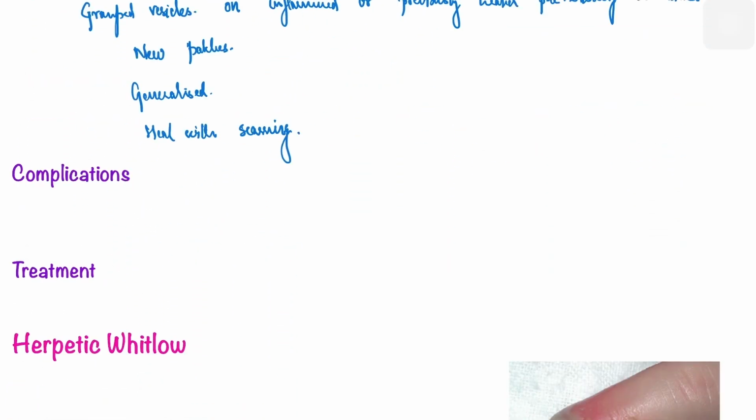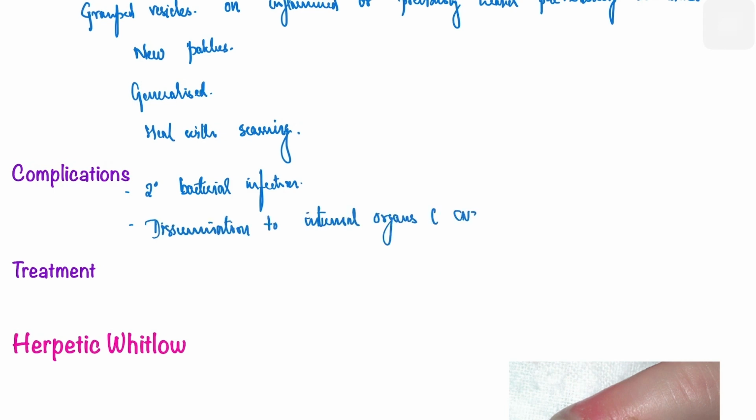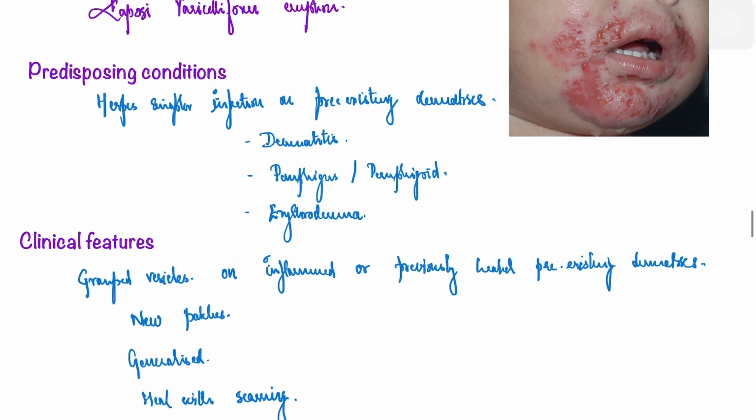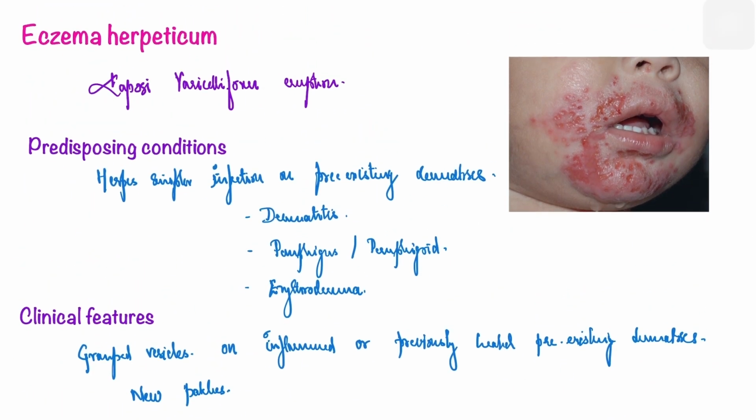Complications: they can lead to secondary bacterial infection, and eczema herpeticum increases the chances of transmission or dissemination to internal organs: CNS, eyes, lungs, and liver. You treat it with an antiviral, that is acyclovir. So this is about eczema herpeticum, otherwise called Kaposi varicelliform eruption.